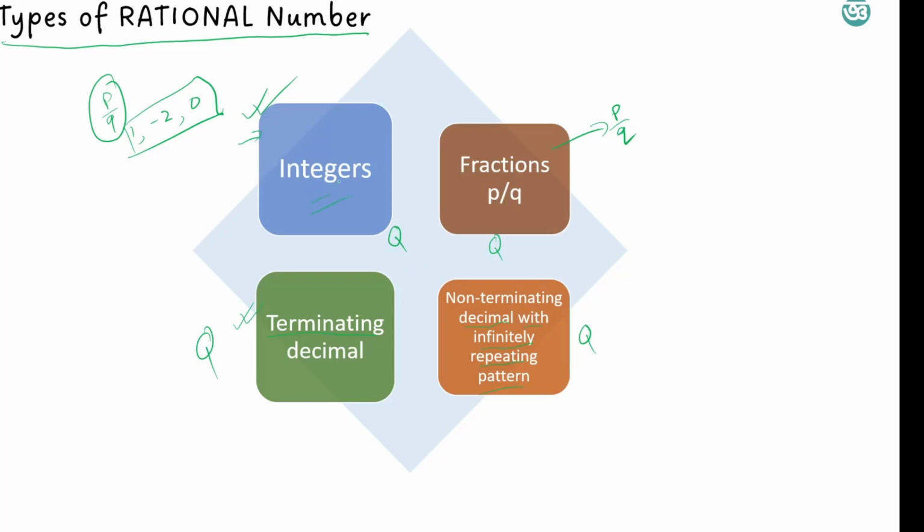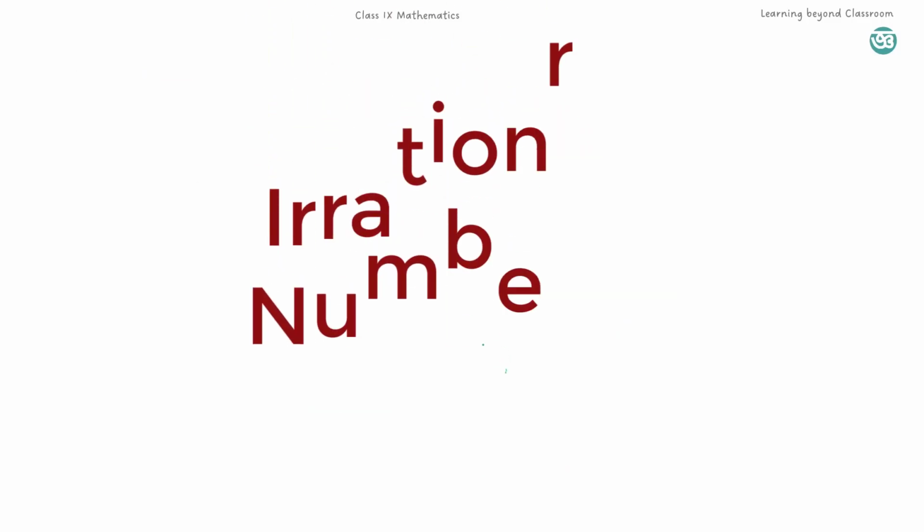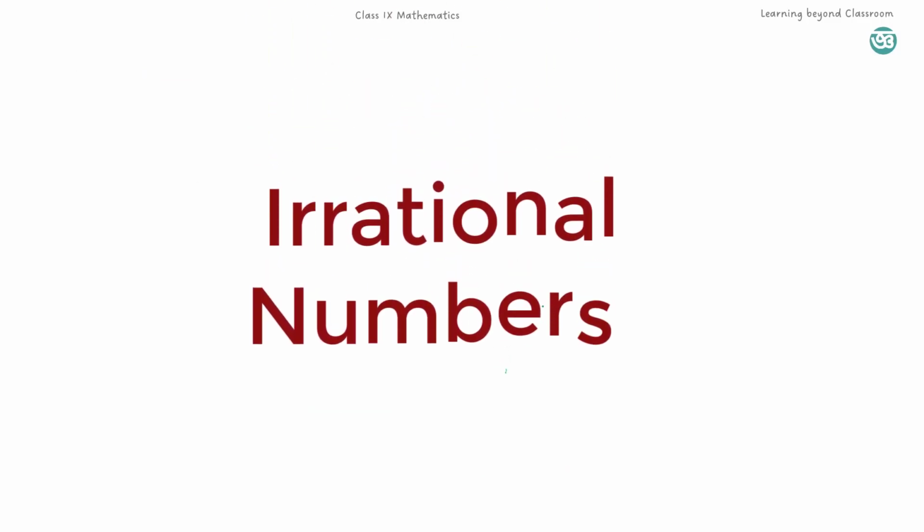All integers are rational because they can be expressed in the form of p upon q, and fractions are already in the p upon q form, and terminating decimals can also be expressed in the form of p upon q, and non-terminating recurring decimals can also be expressed in p upon q form. So we have learned about rational numbers. In the next part, we'll learn about irrational numbers.